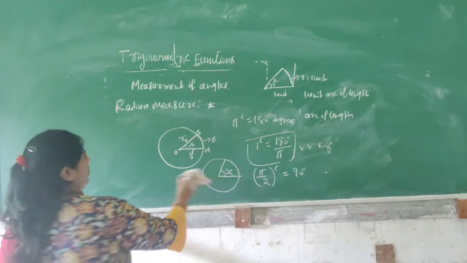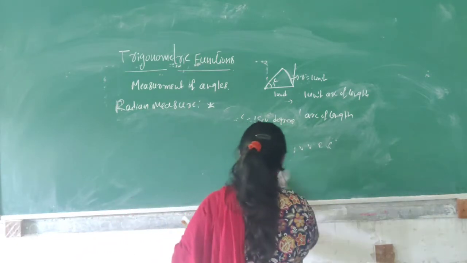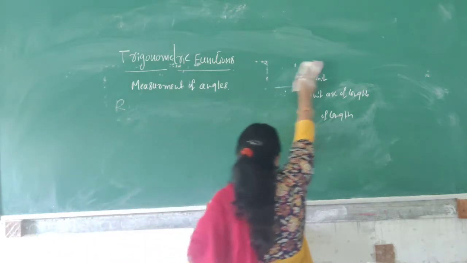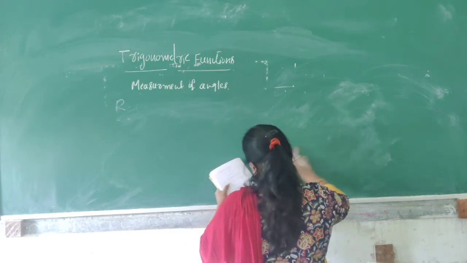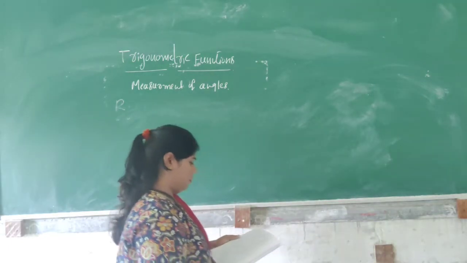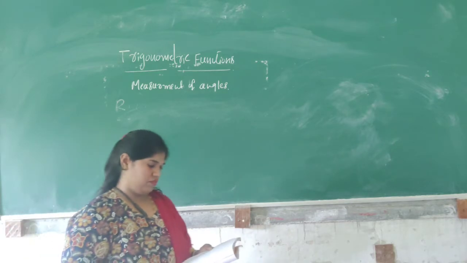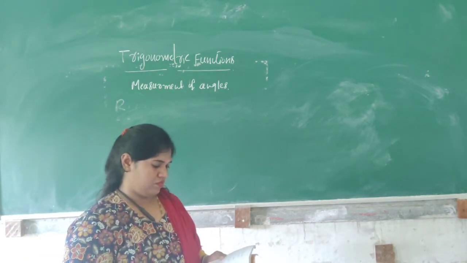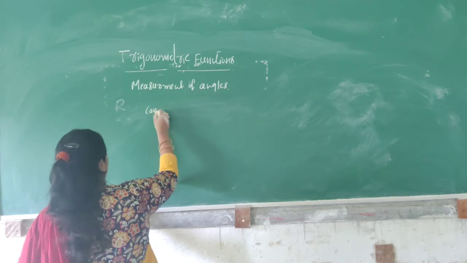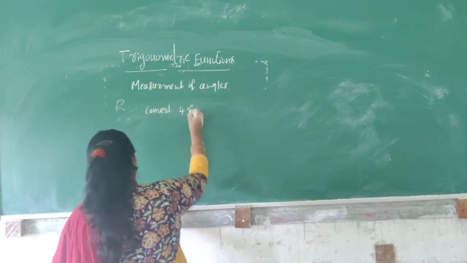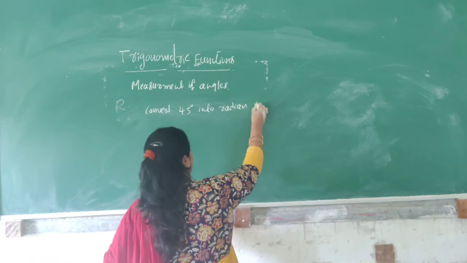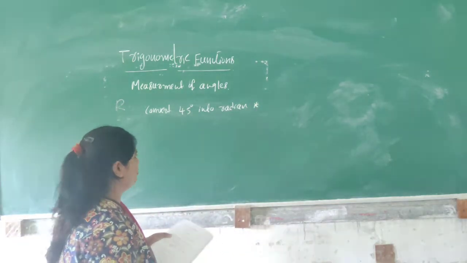Examples are very, very important. Convert 45 degree into radian. Very, very important. Okay. What is the formula?